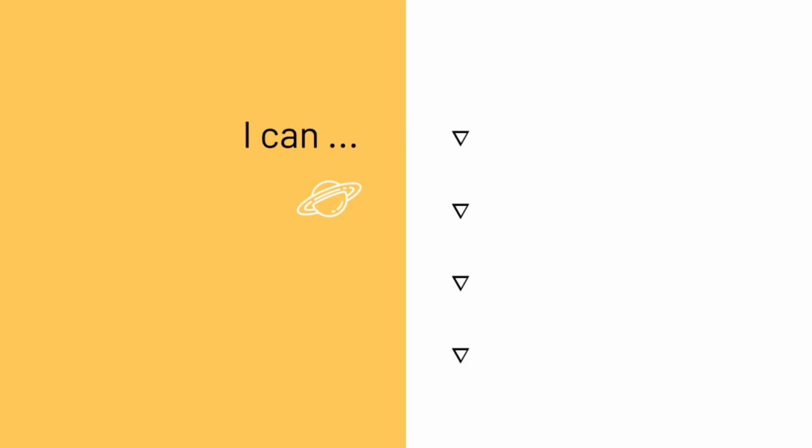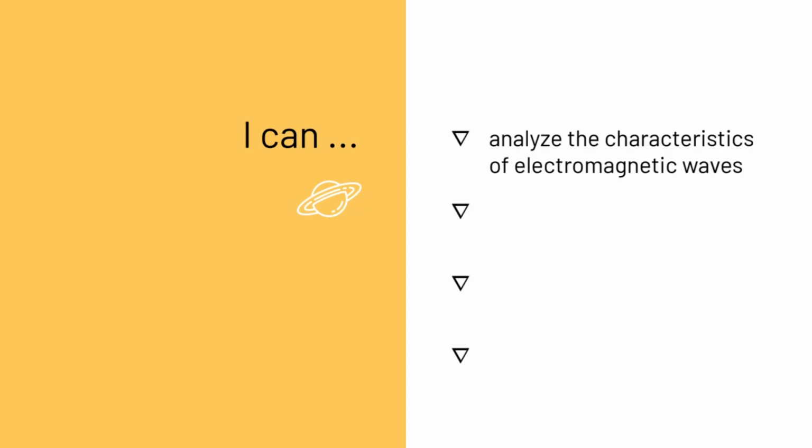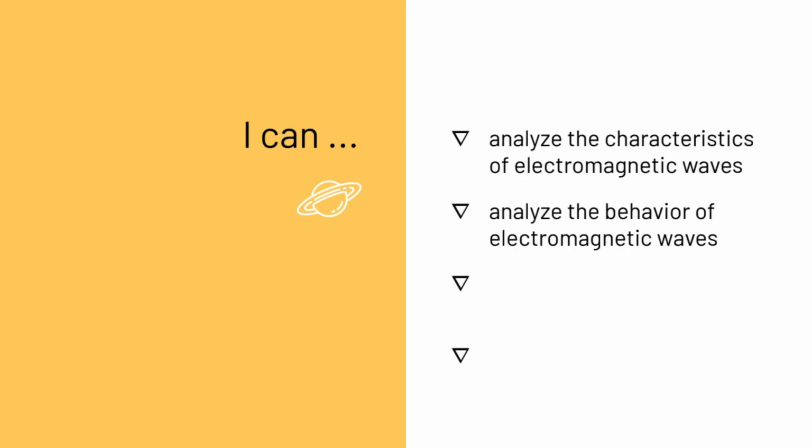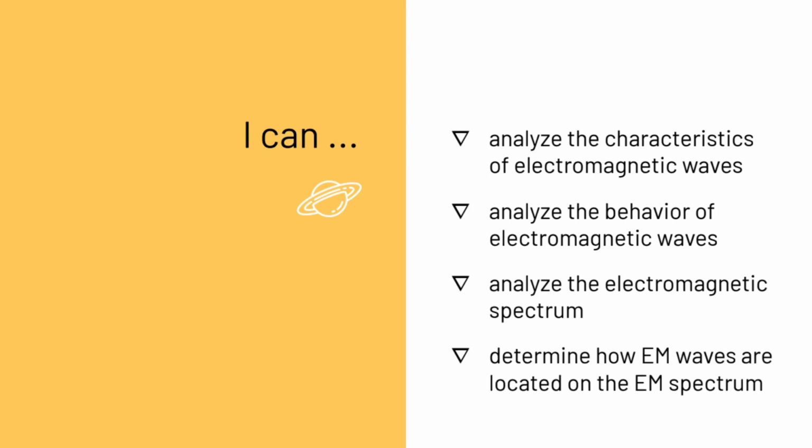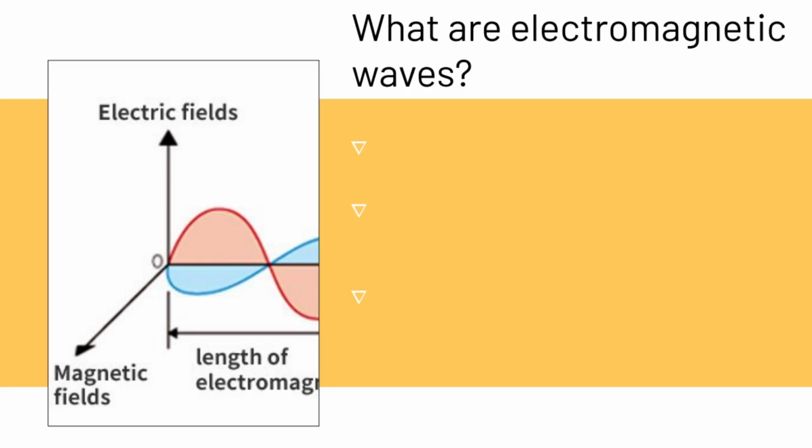The success criteria for this lesson are: I can analyze the characteristics of electromagnetic waves, I can analyze the behavior of electromagnetic waves, I can analyze the electromagnetic spectrum, and I can determine how electromagnetic waves are located on the electromagnetic spectrum. So what are electromagnetic waves?